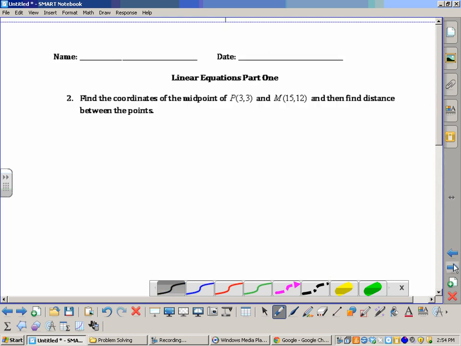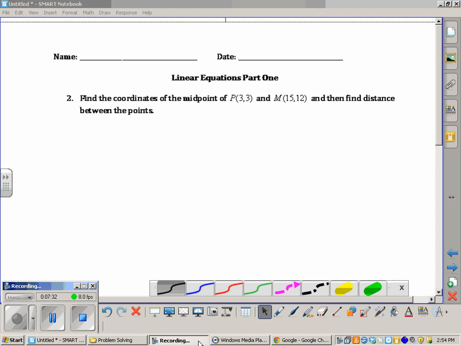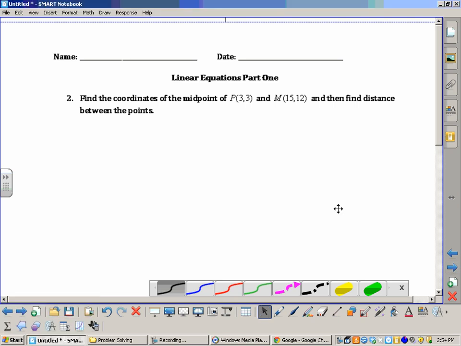Okay, we're looking good now. So those are some graphs. Now let's go to 2. Find the coordinates of the midpoint. Let's see how we're doing on time. All right, 7 minutes. So let's find the coordinates of the midpoint.